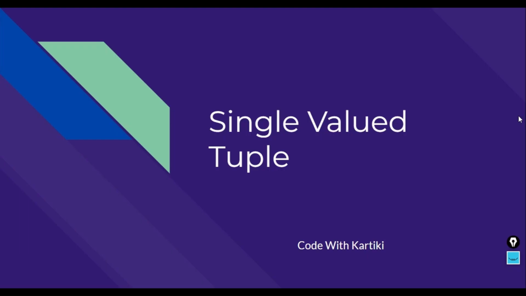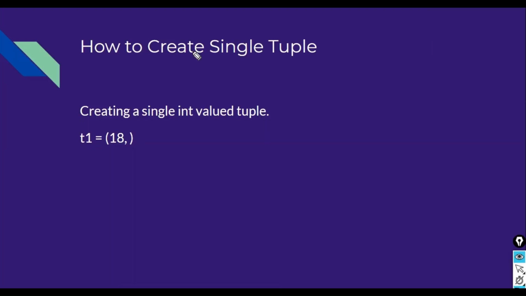Today we are going to see how to create a single value tuple in Python. For example, you want to create a single integer value tuple, which means it is going to contain only one integer value. So now we know how to define a tuple: t is equal to, for example, I am defining here one tuple, 1 2 3.